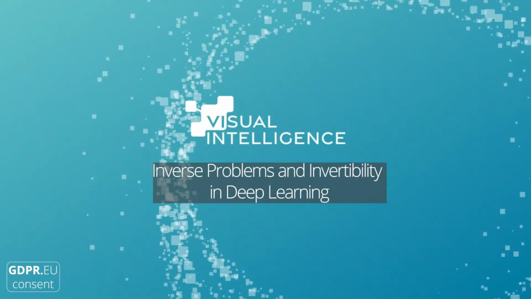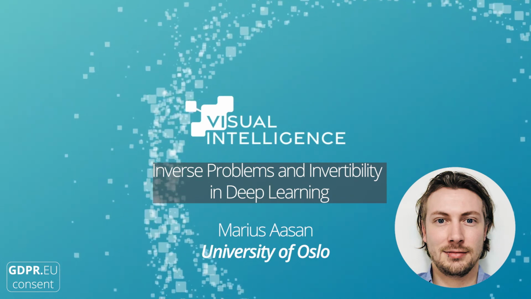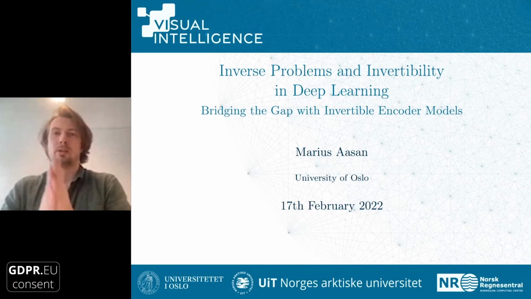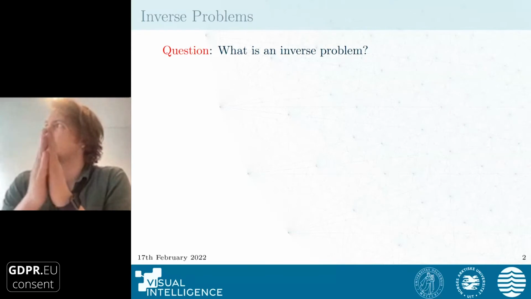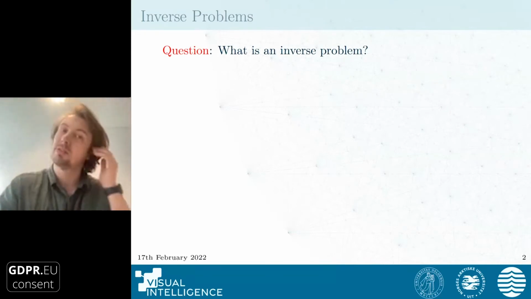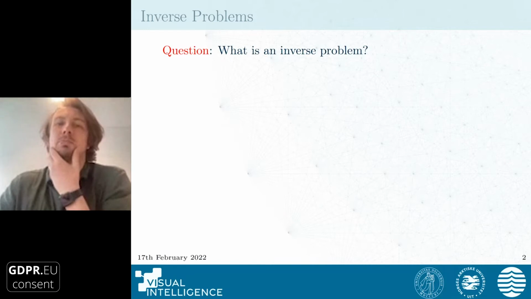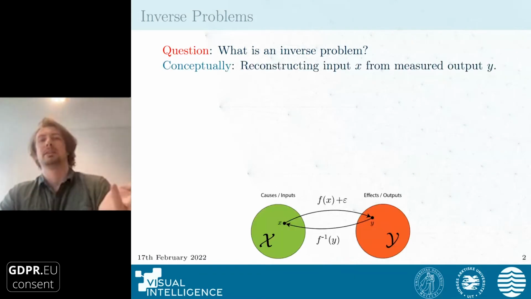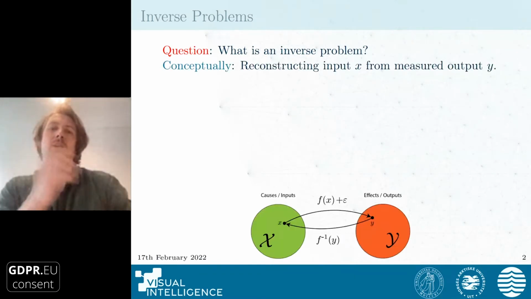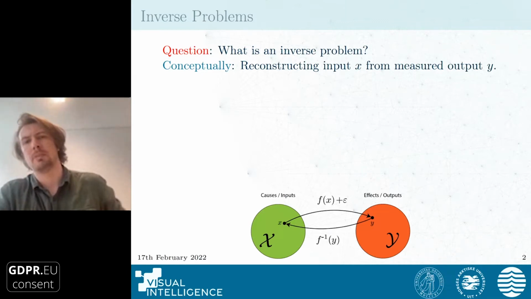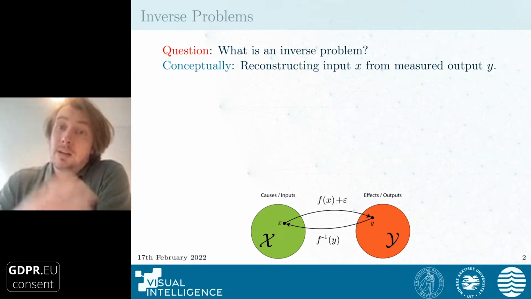And hopefully it will give some insight into what invertible neural networks are and how they relate to standard neural network models and normalizing flows. So first of all, we've looked at this problem in the context of inverse problems. And an inverse problem is essentially a task where we are trying to reconstruct some input from a measured output.